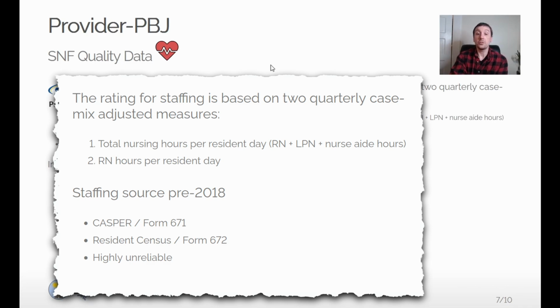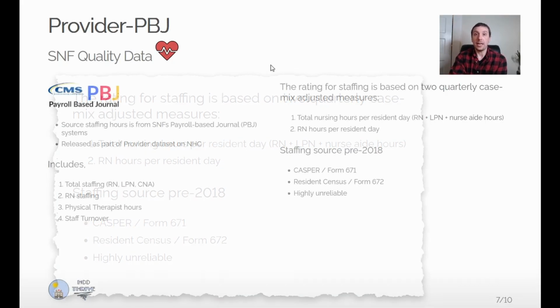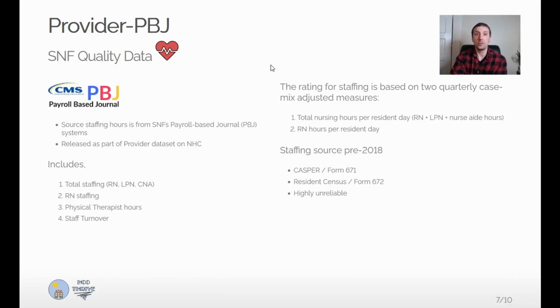Staffing information used to come from Casper and the resident census, and they'd use both of these to calculate ratios. This was part of the MDS assessment given at intake and outtake. The issue with this is that it was highly unreliable. CMS had to exclude many values that didn't make sense, whereas Provider-Based Journal is literally coming from each skilled nursing facility's software database for their human resources systems.